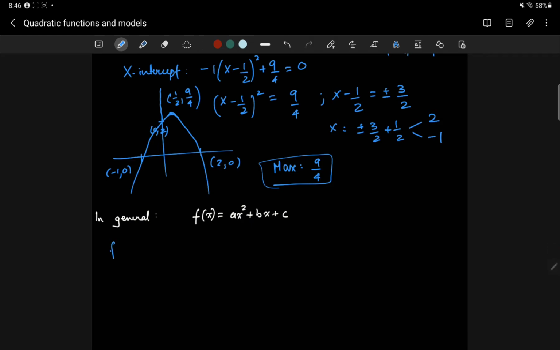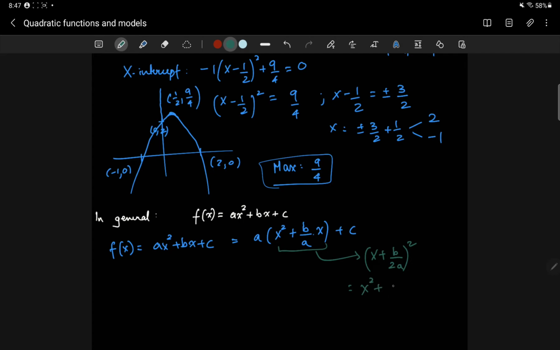So for the general case as well, the strategy remains the same in that I do not want to have to deal with this a. So I factor out an a, which gives me a times x squared plus b over a times x, plus c. I leave the c as it is because I'm going to deal with it at a later time. And then I notice that this can be obtained by taking x plus b over 2a squared. Right? It's always half the coefficient of x. This gives me what I need, which is b over a x, but it gives me this additional b squared over 4a squared.